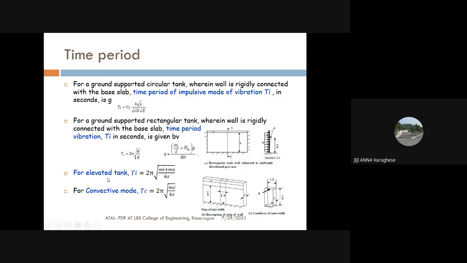But in the case of an elevated water tank, we had seen that the impulsive mass plus the structure mass, we can combine together, and we know the stiffness of the staging against lateral vibration, and we can use the standard equation, which is 2 pi into root of (mi plus ms) divided by ks, to find the time period of the elevated water tank. So knowing the impulsive time period and convective time period, we can find out SA by G, and from that you can find out the base shear values.